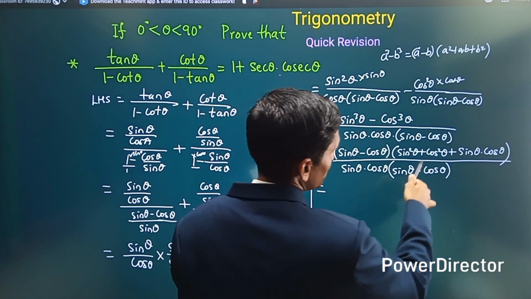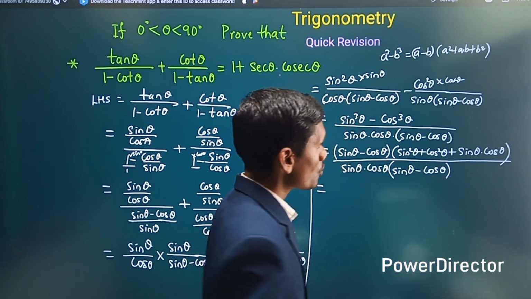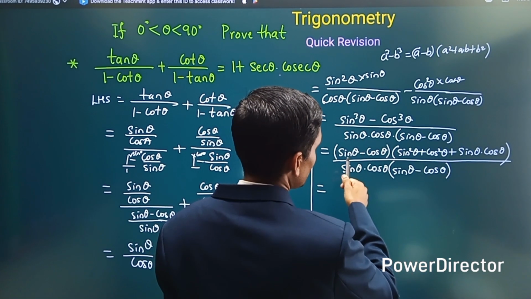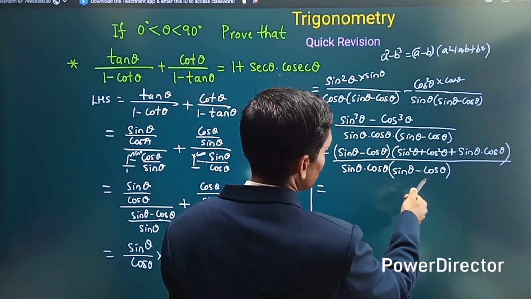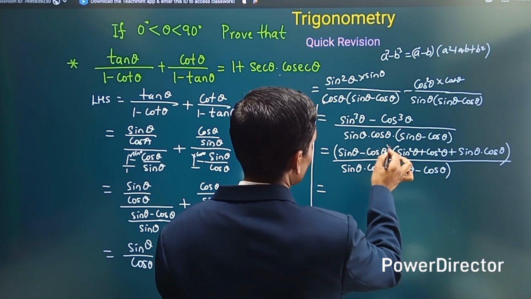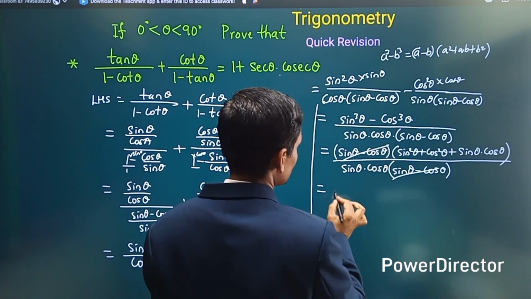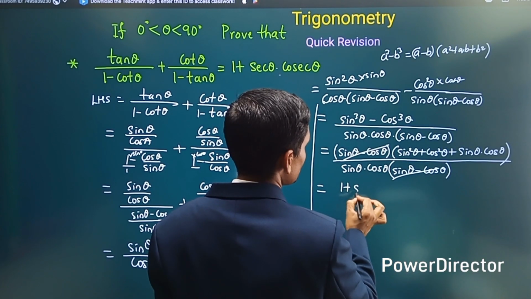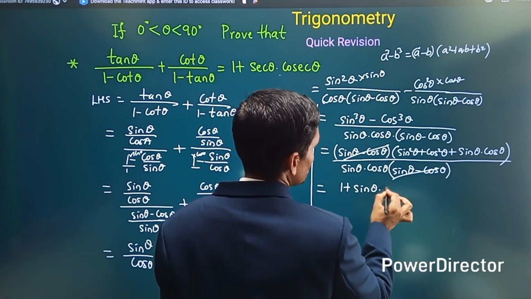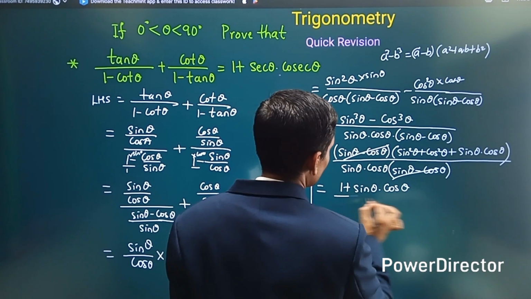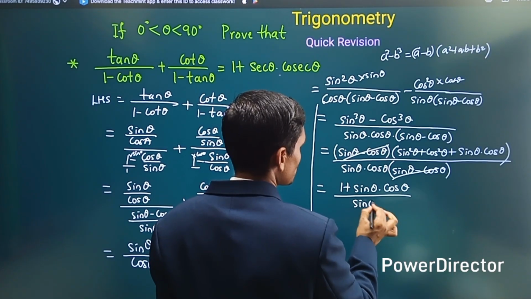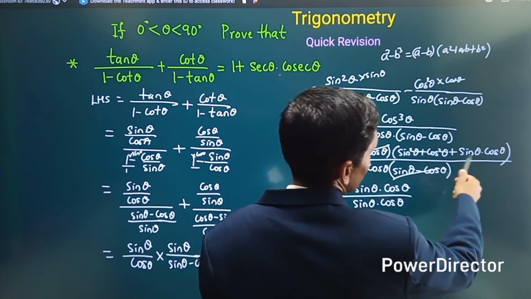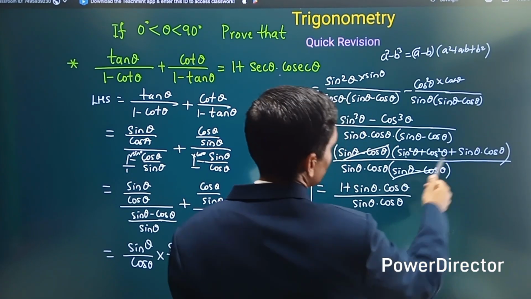Yes, next what can be done here, sin square theta plus cos square theta is equal to what, 1 or not? Okay, it is equal to 1. Here sin theta minus cos theta, sin theta minus cos theta is there. This can be cancelled, right? Yes. Next coming to sin square theta means what? 1 plus sin theta cos theta divided by sin theta cos theta, right? Because here this is equal to 1 total.